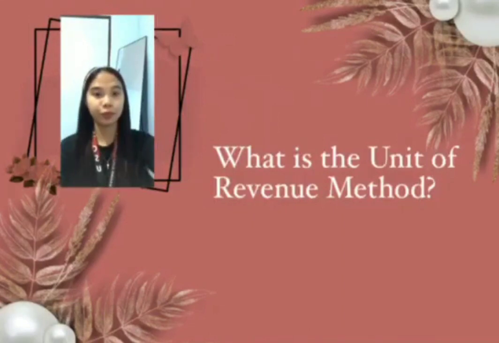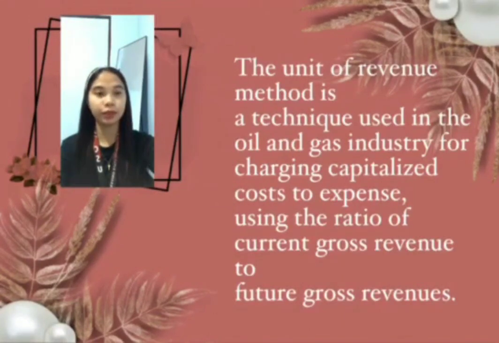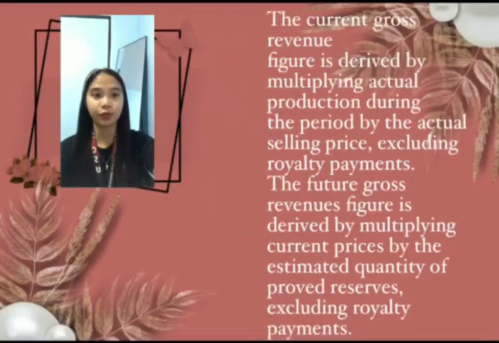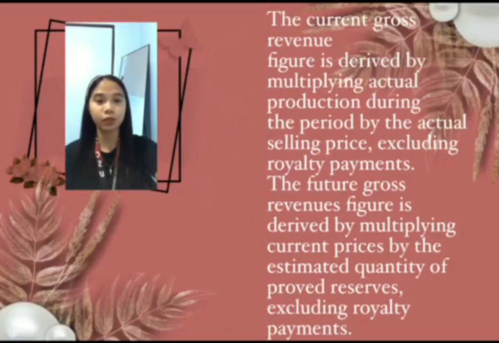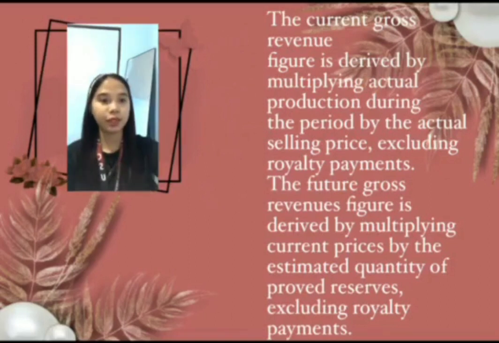What is the unit of revenue method? The unit of revenue method is a technique used in the oil and gas industry for charging the capitalized cost to expense using the ratio of current gross revenue to future gross revenues. The current gross revenue figure is derived by multiplying actual production during the period by actual selling price, excluding royalty payments. The future gross revenue figure is derived by multiplying current price by the estimated quantity of proved reserves, excluding royalty payments.